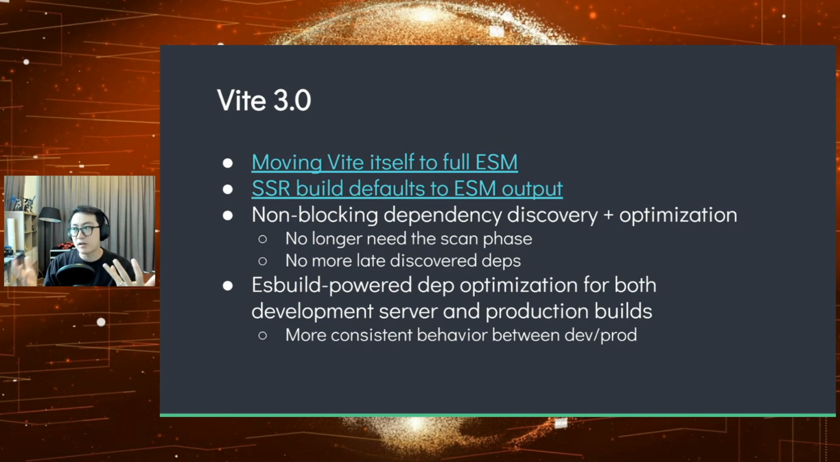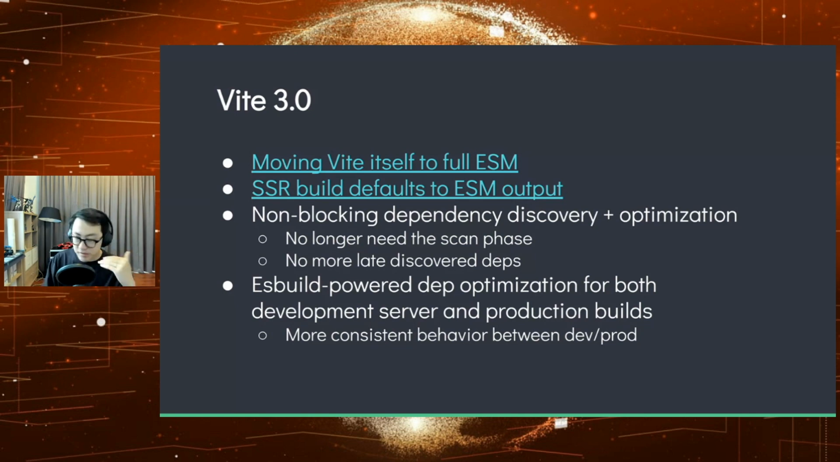So we ideally want to eliminate this kind of inconsistency. So in 3.0, we aim to do that by using ESBuild for both phases. ESBuild will be optimizing the dependencies for both development and production to ensure the same outcome, especially for CommonJS steps. So these are the major things that are happening in 3.0.